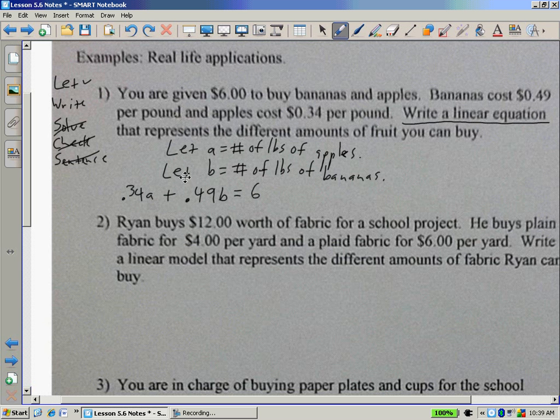Now, this is not in standard form, but it actually didn't say to write it in standard form. It just wants a linear equation, so this will work. Do I need to write this let statement? Yes, you do. You need to let the viewer, the reader, know exactly what the variables represent in the given situation.